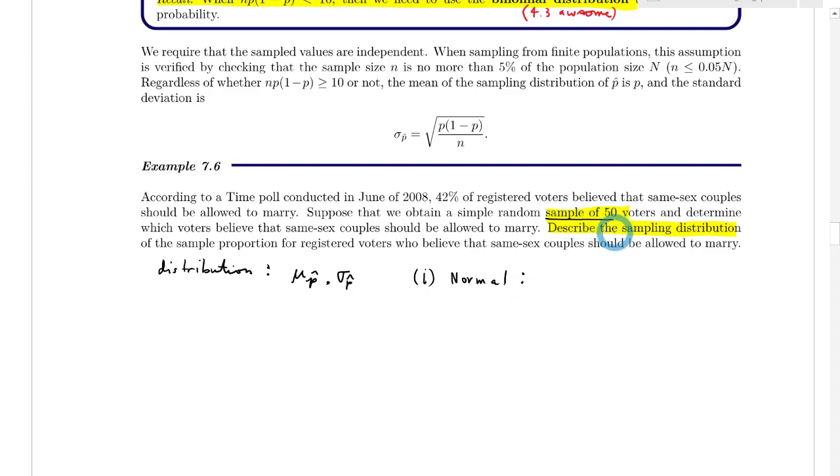We're doing proportion. So we have to do the np times 1 minus p and check if it's greater than or equal to 10. So we note that n is going to be equal to 50, right? And the population proportion we noted in the previous example is 0.42. If I took 50 and multiplied it by 0.42, and multiplied it by 1 minus 0.42, would it be greater than or equal to 10?